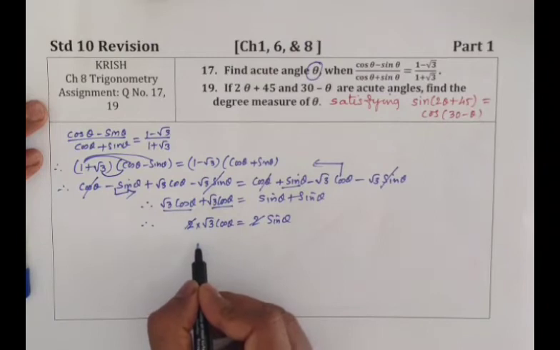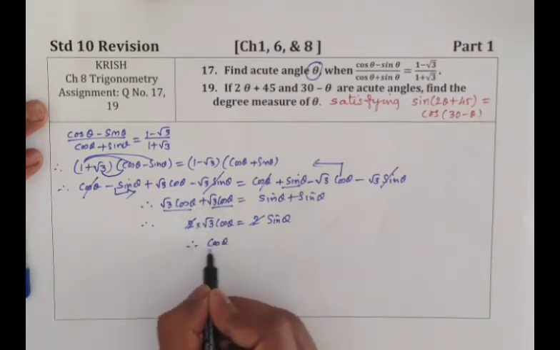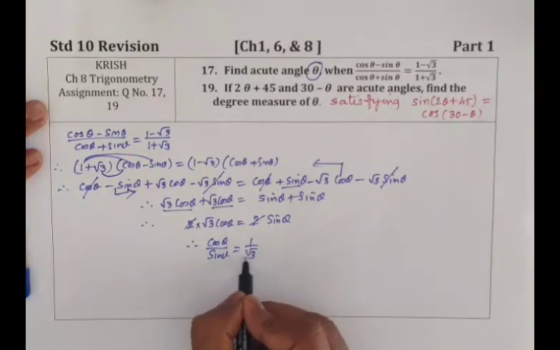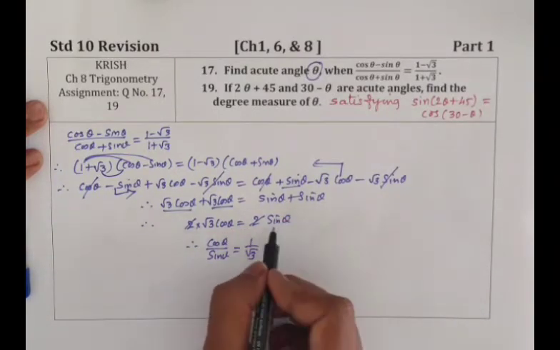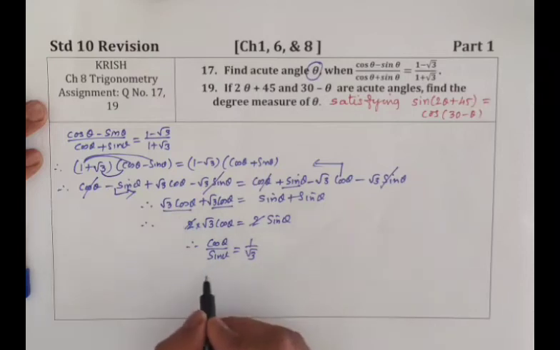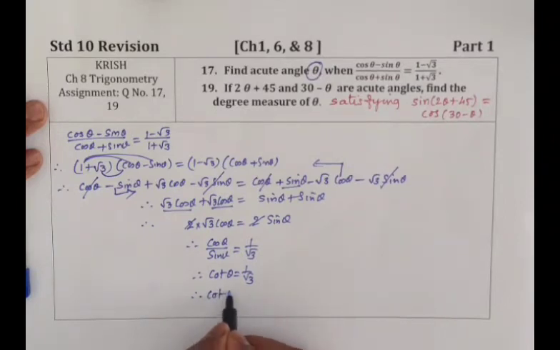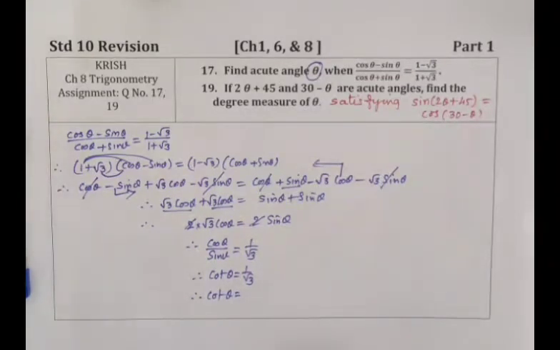2, 2 cancel. Therefore, cos theta upon sin theta is equal to 1 upon root 3. Cross multiplication. Therefore, cot theta is equal to 1 upon root 3. What is 1 upon root 3 for cot? That is cot 60. Therefore, theta is equal to 60. Got it, children? Sure? Yes.